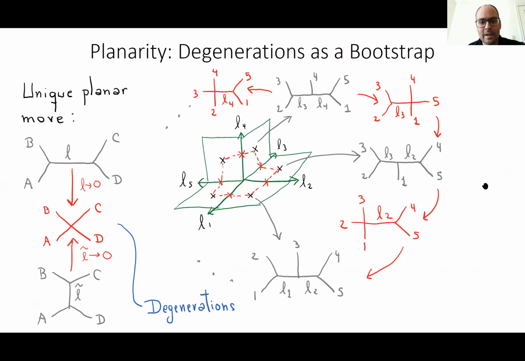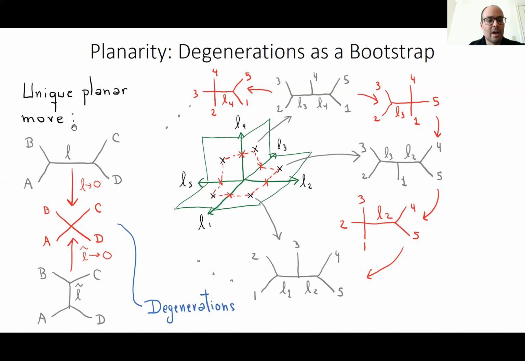Now let's go back to planarity and use the power of planarity. So back to the 5-point case that I showed you before. Why is planarity so powerful? Well, let's start with any Feynman diagram in one of the quadrants, so say this one. And now consider the degeneration when L4, the length 4, goes to 0. So we follow the path towards this point right here. And this point here corresponds to this degenerate Feynman diagram.